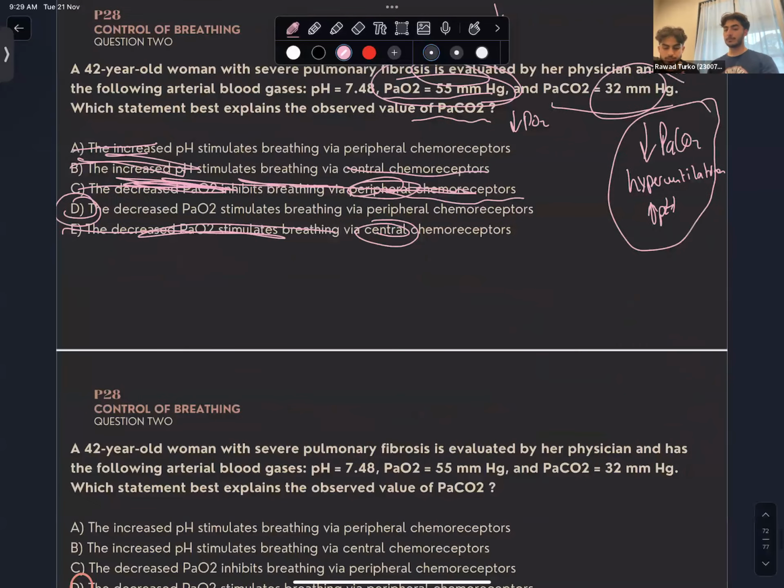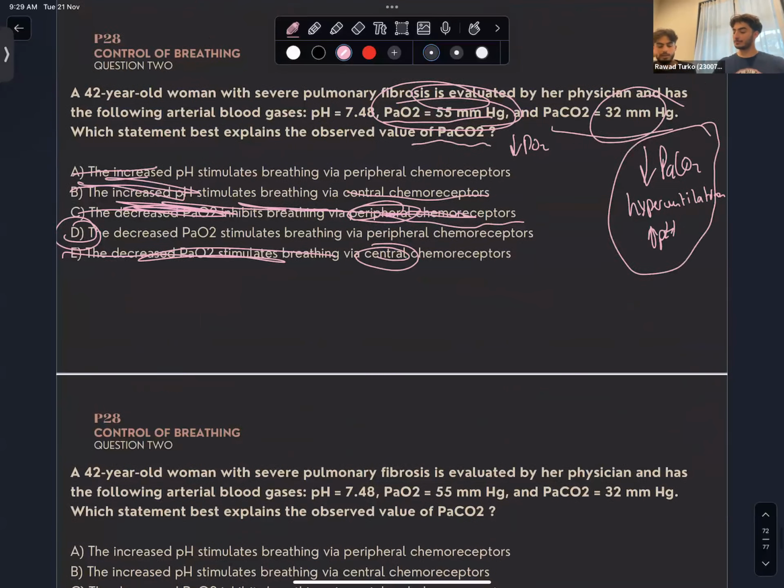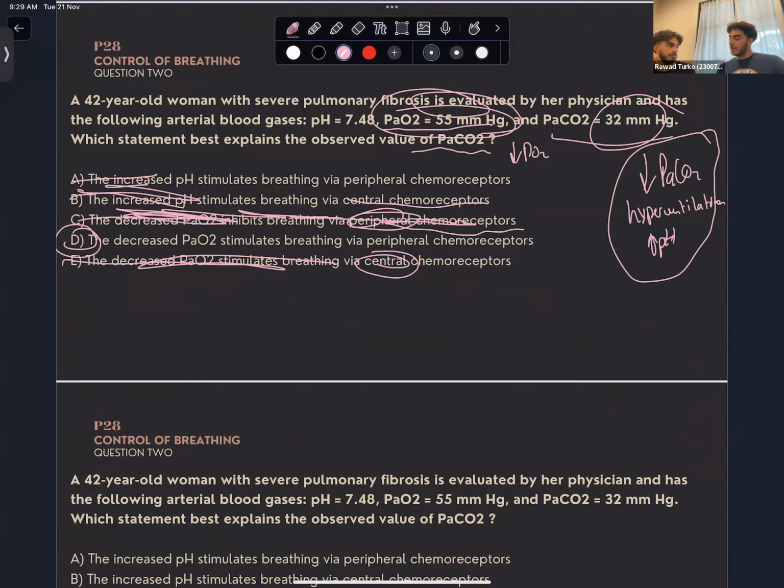Okay. I think it's important to understand again why we're not looking at the increased pH in this question. First of all, increased pH will be central, so it's not A. But the second thing, something is causing the decreased levels of PCO2. If you have decreased levels of PCO2, you're getting alkalosis, so it would be increased pH. They're asking you what is causing this. The PCO2 would then go and cause this, but it wouldn't be caused by this.